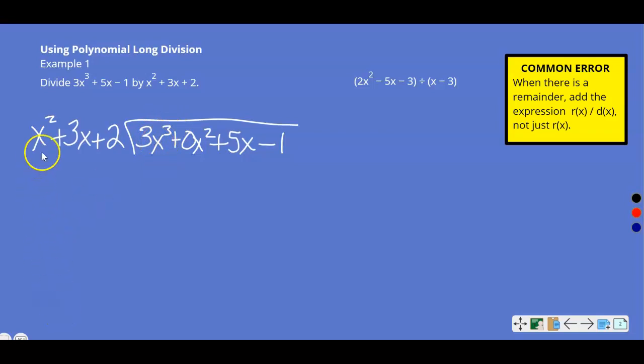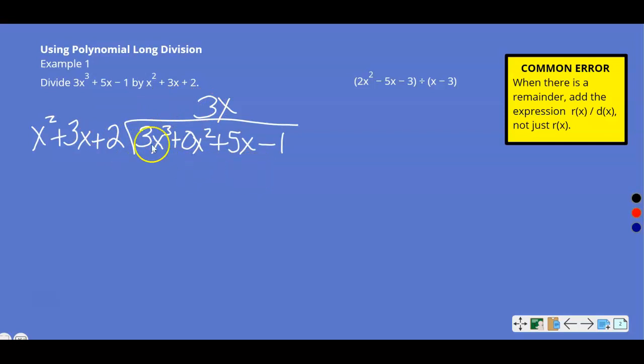We're going to start with the first term, x squared, and ask how many times does x squared go into 3x cubed? Remember, dividing is the inverse of multiplication, so you can think what times x squared gives me 3x cubed, and that would be 3x. Then we're going to turn around and multiply 3x times x squared, 3x times 3x, and 3x times 2, and then we're going to put that here.